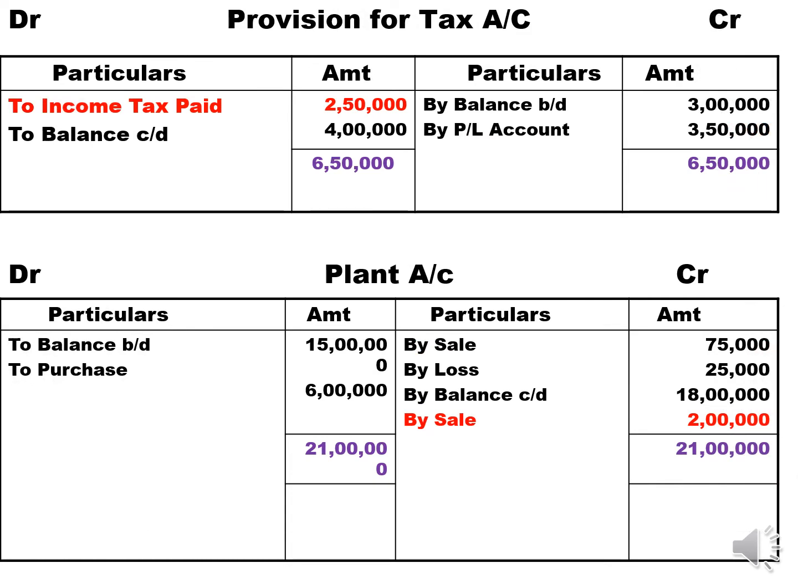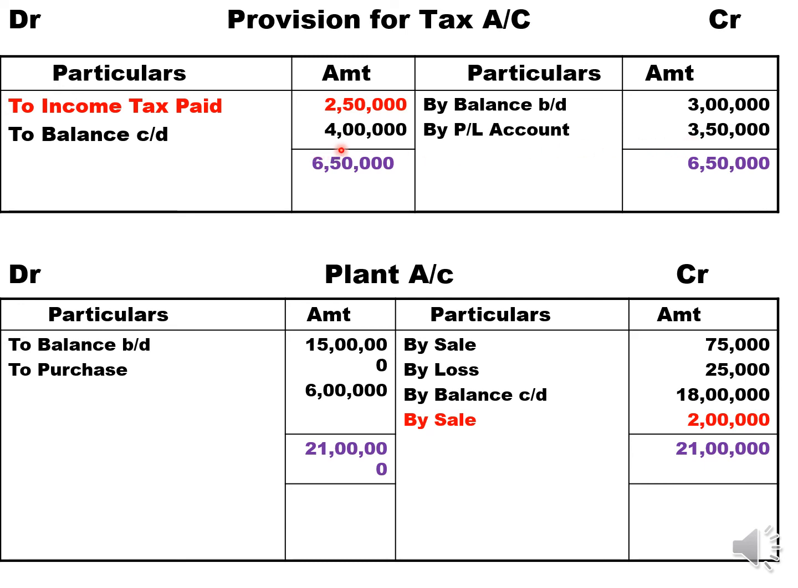So students, next you need to prepare provision for tax account. It's a liability. So by balance brought down 3 lakh. Then we have by PL account 3 lakh 50,000 given in the last adjustment. Income tax provided during the year. It's not paid during the year. So you provide the amount to pay tax out of profits. So in the PL account it will come in debit side. Here it comes in credit side.